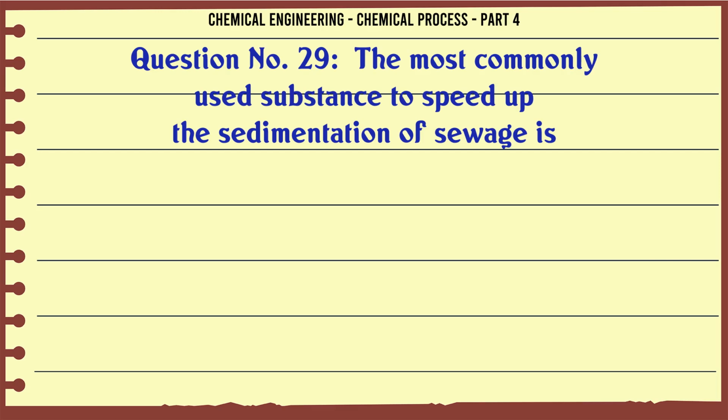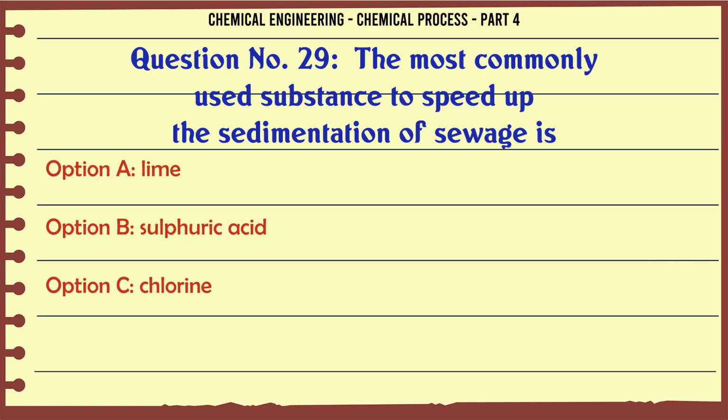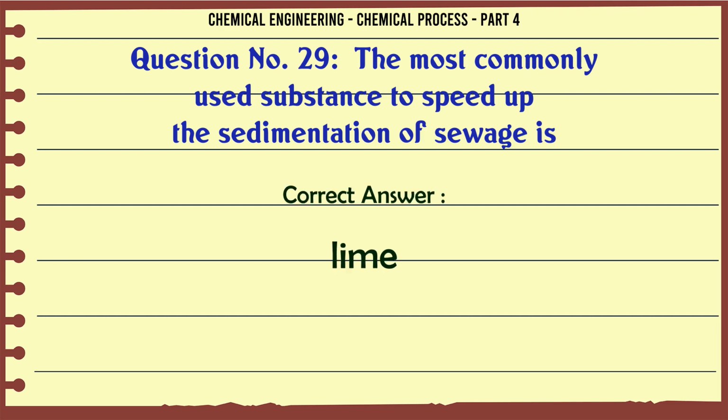The most commonly used substance to speed up the sedimentation of sewage is A. Lime, B. Sulphuric acid, C. Chlorine, D. Sodium bisulfite. The correct answer is lime.